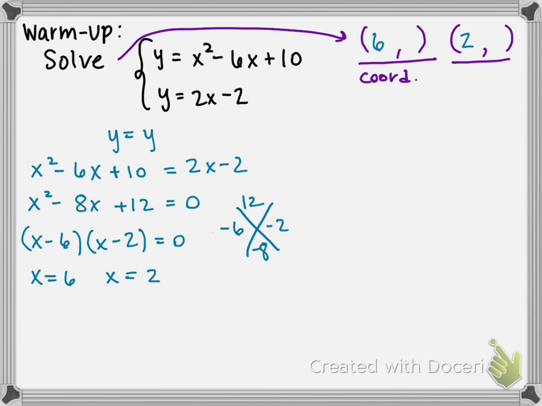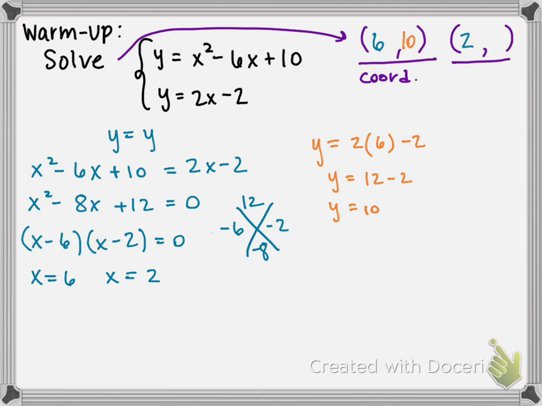Now we have to find the y values. Do you agree that that means we take the x values we have now and substitute them into one of the 2 equations to solve for y? I'm going to pick the bottom equation because it looks easier. So I get y equals 2 times 6 minus 2. Then y is equal to 12 minus 2, so y is equal to 10. So when x is 6, y is 10.